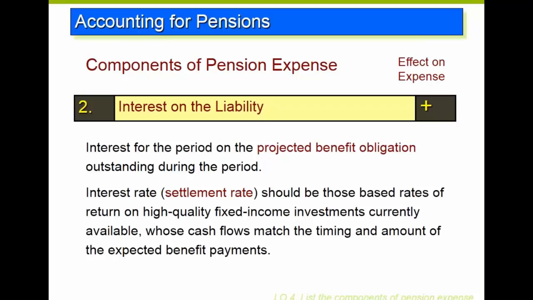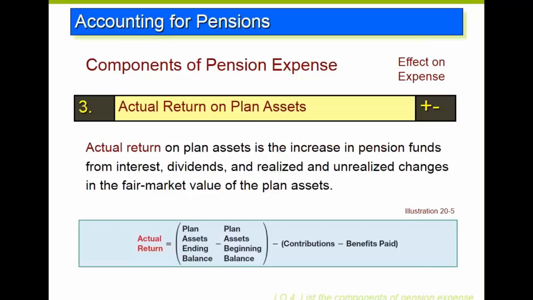Interest on the liability is the fact that we have one less year to accumulate the money. The actual return on plan assets is the amount of money that the plan administrator has accumulated based upon investing the funds that they've had.